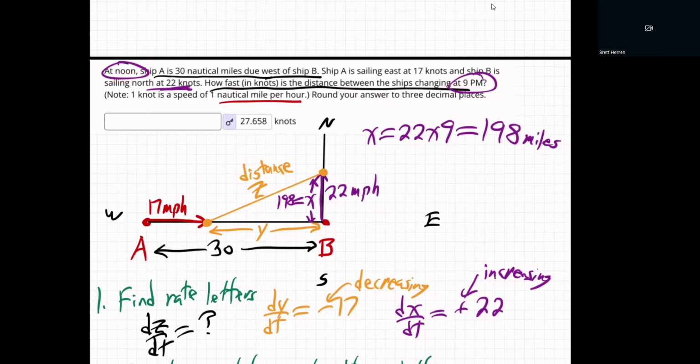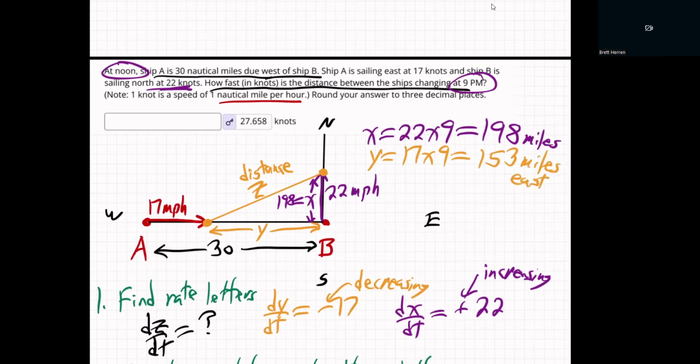Y started out 30 away, but it's closing the gap at 17 miles an hour. And it's been doing it for 9 hours. Oh, it's more than closed that gap, hasn't it? Oh, I didn't think about that. So in actuality, how far is Y going to go? It's gone 17 miles an hour for 9 hours. What's that? 90 and 63, 153 miles east, right? That's what it said there.